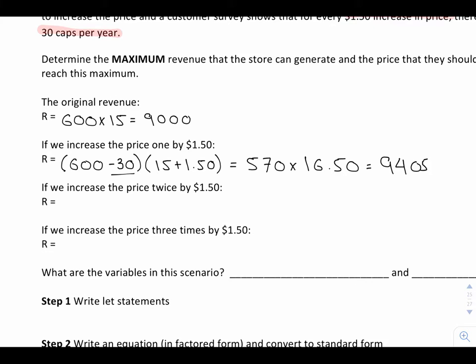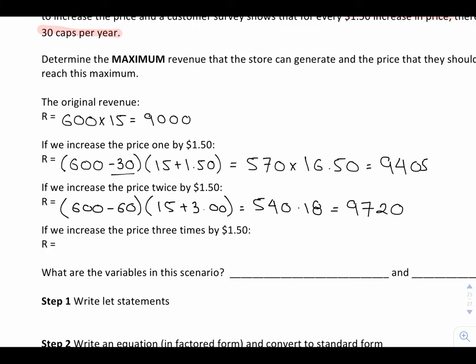But what if I increase it by $1.50 again? Well, in that case, the number of caps I sell will go down another 30. So instead of 600 minus 30, we're going to have 600 minus 60. And instead of $1.50 added to 15, I'm going to be adding $3 because it's $1.50 twice. And what this ends up being is 540 times 18, which gives me 9,720. So that's good. I mean, I'm still increasing the price, I'm still increasing my revenue. So this looks like it's a good thing.